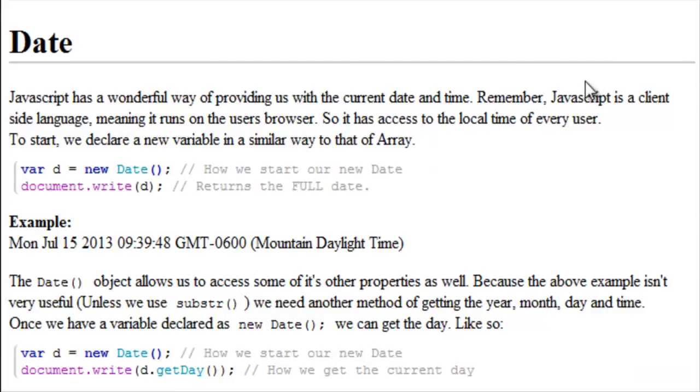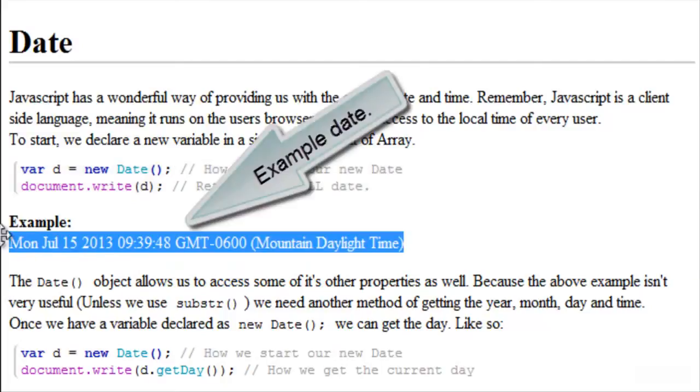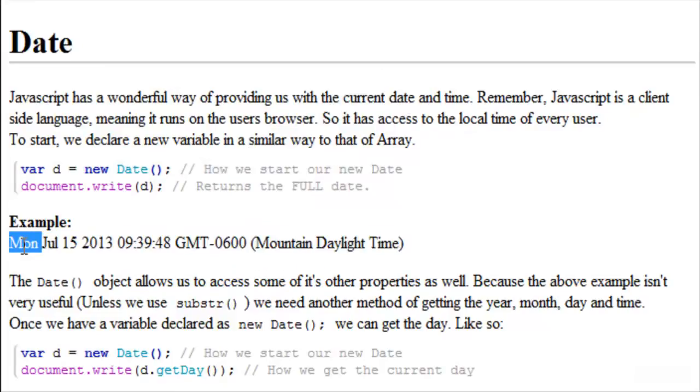To start, we declare a new variable in a similar way to that of array, where variable d is equal to new Date. Before we had new Array. This time, we just write new Date. If we did a document.write(d), it would return the full date, which would look like this: Monday, July 15th, 2013, 9:39:48, GMT-6, and that's Mountain Daylight Time. That's not the actual time, that's just an example of how it would be displayed.